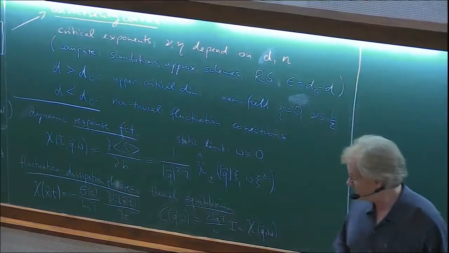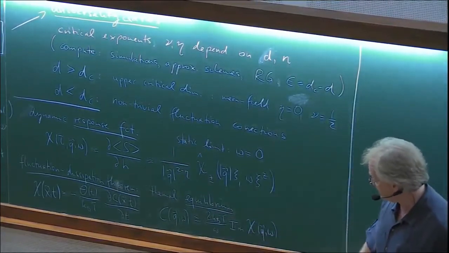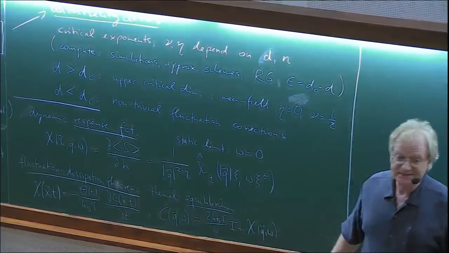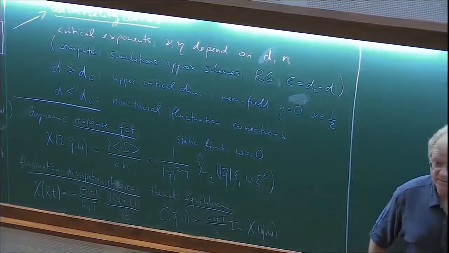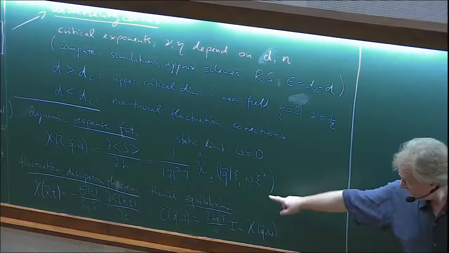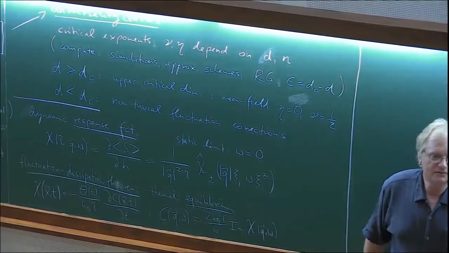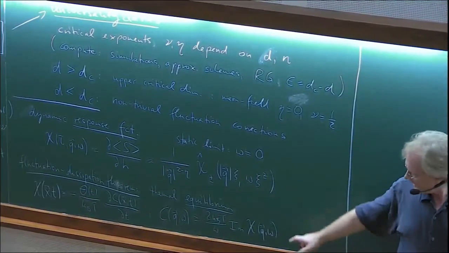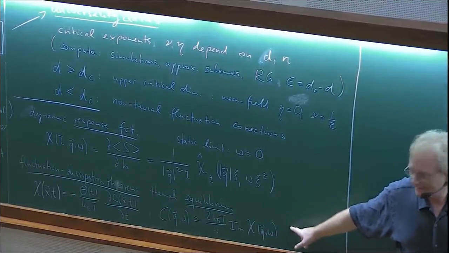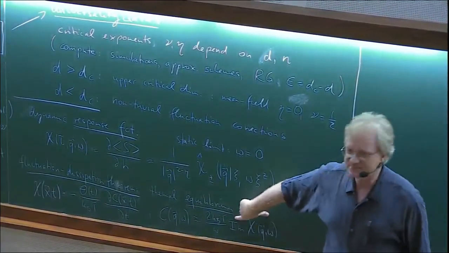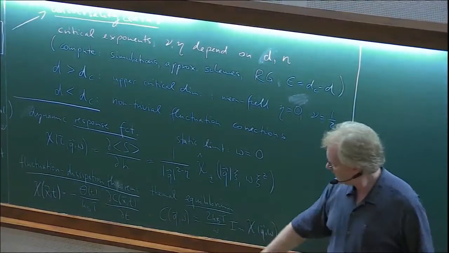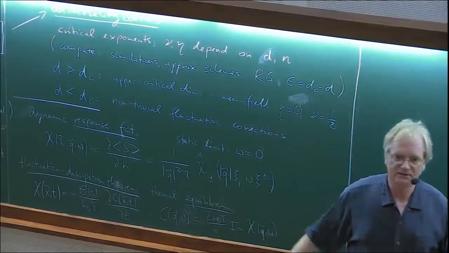Or in frequency space, it turns out the equivalent version of that is that the imaginary part, that is the dissipative part of the susceptibility, is related by 1 over omega to the dynamical correlation function. That second version is why it's called fluctuation dissipation theorem, because as I said, this is the dissipative part of the response. These are fluctuations and they're intimately connected.